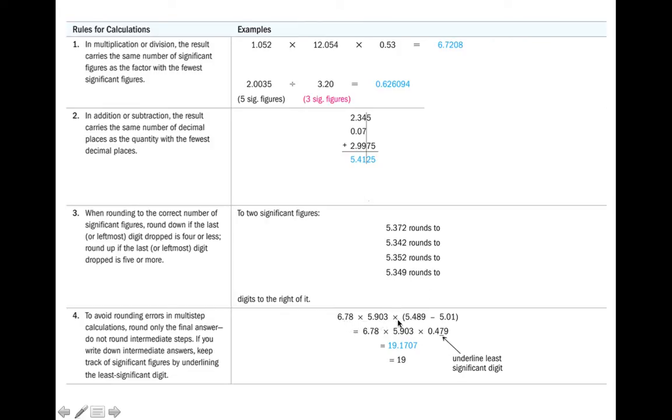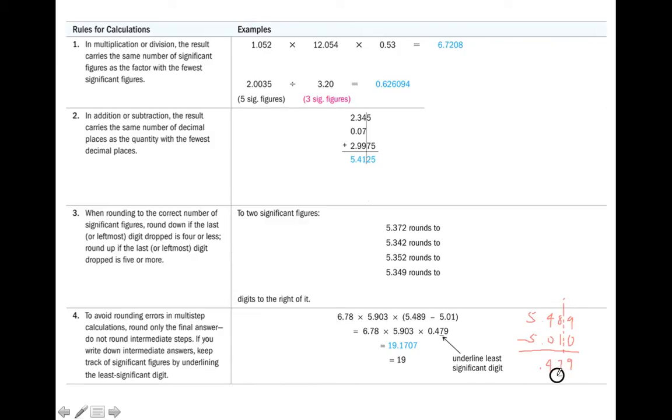6.78 times 5.903 times the difference of these, right? Well, the first thing I'm going to do is what's in the parentheses. So let's go over here, 5.489 minus 5.01. 9 minus 0 is 9, 8 minus 1 is 7, 4 minus 0 is 4. So it's 0.479.